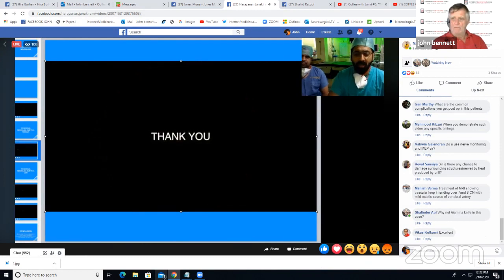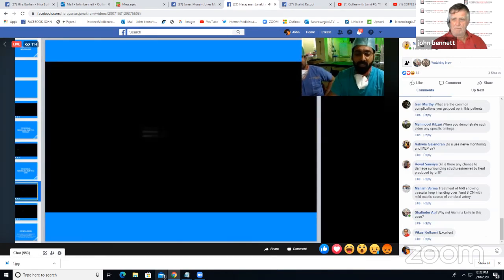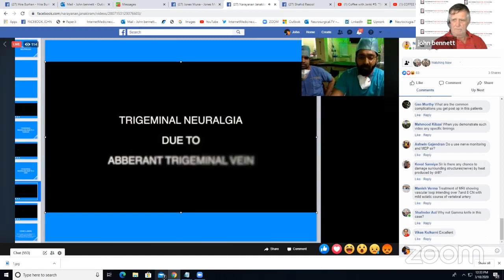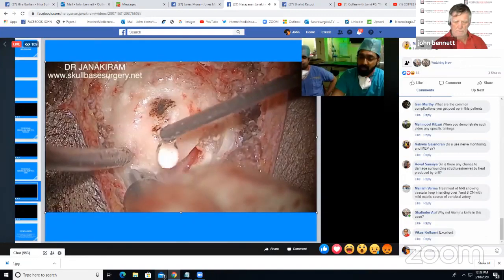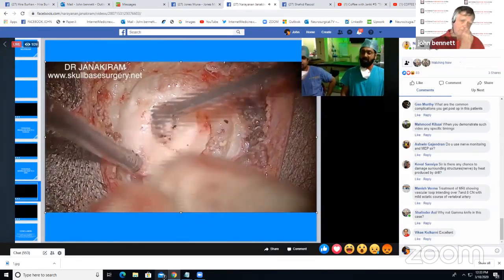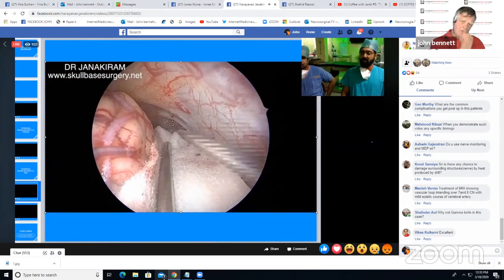So here we are. Now let us go on to trigeminal neuralgia due to a vein. This is a tough situation. Okay, gamma knife was given, Doctor Shalinder. Already gamma knife was given for the patient. Already phenol was injected. Now let us see a trigeminal neuralgia due to a vein. So this is a tough situation where vein always is a challenge. So now we are going inside with a mirror. That's the minimal access surgery.